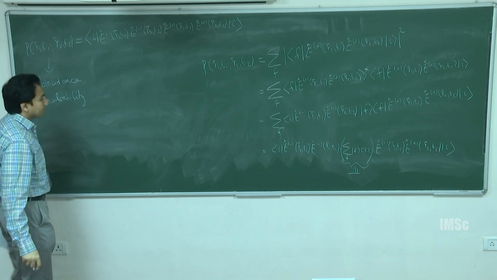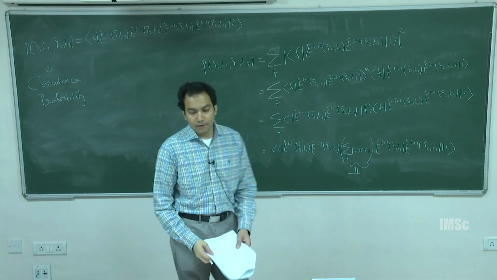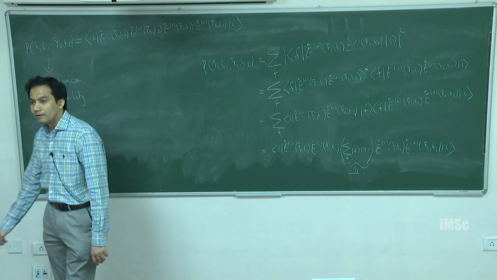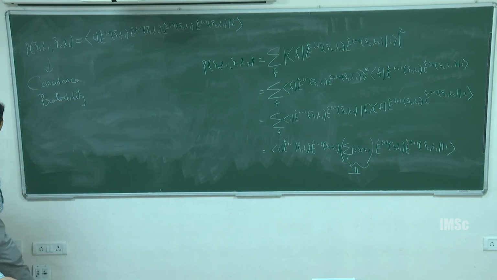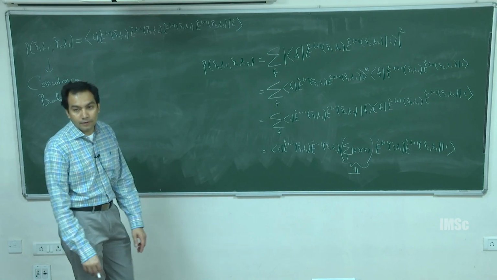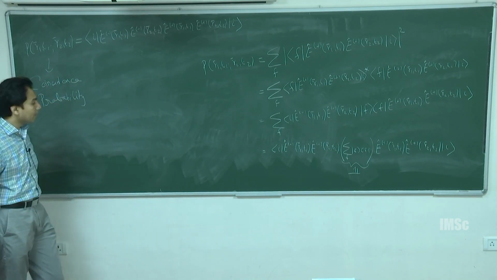Why is it called coincidence? Because there is a probability of detecting two photons at two different space-time points. So you detect one photon at R1 T1 and another photon at R2 T2. This is a joint detection of two photons at two different space-time points. So that's why it's called coincidence probability.